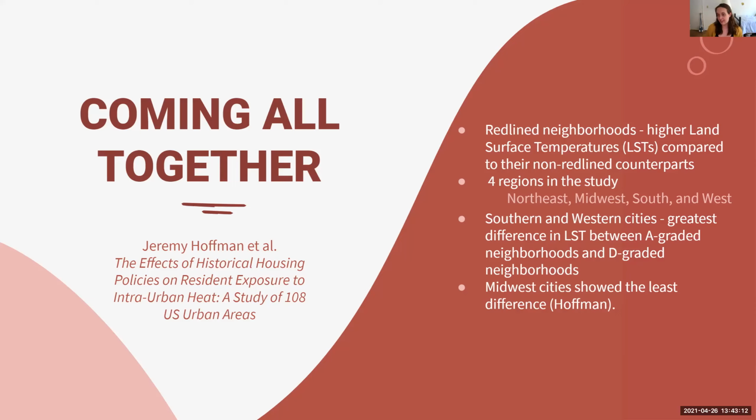Within this study, they examined 4 regions: the Northeast, Midwest, South, and West. They found within the southern and western cities, there's a greater difference in LST between A-graded neighborhoods and D-graded neighborhoods. However, Midwest cities showed the least difference.